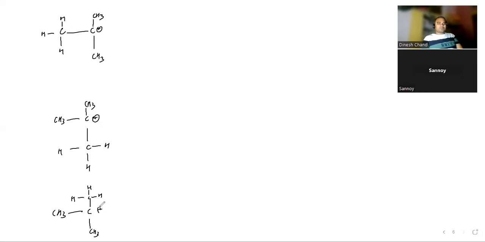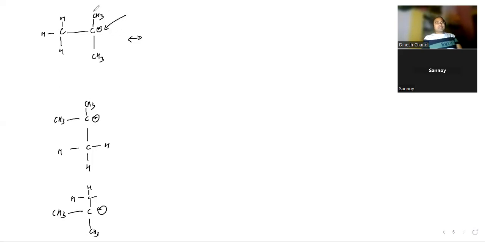Yes, sir. See, here we are going. The first one. Can you tell me the degree of this carbocation? The first one is 1 degree. Nah, 2 degree. Are you sure? 2 or 3? Are you sure? So let me check once.